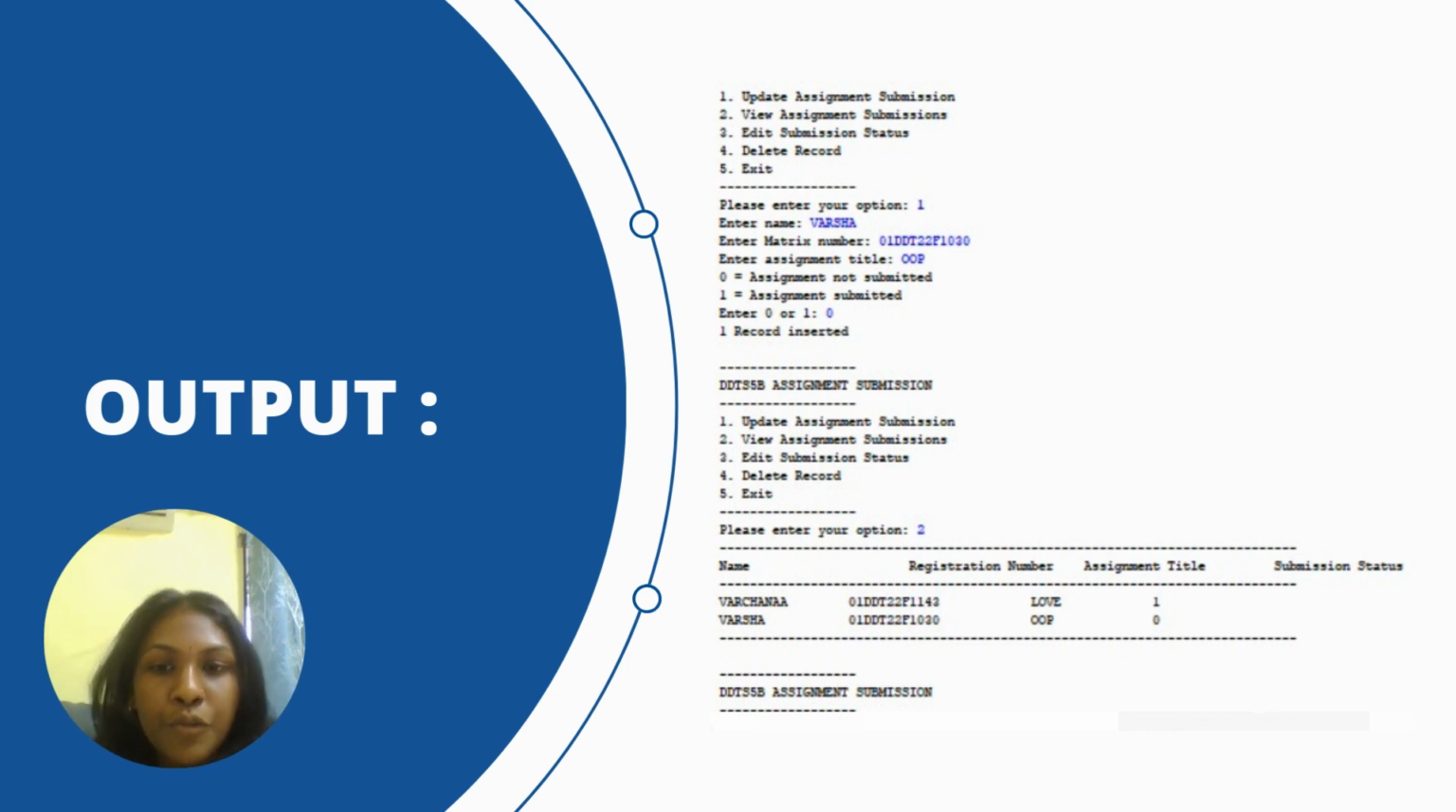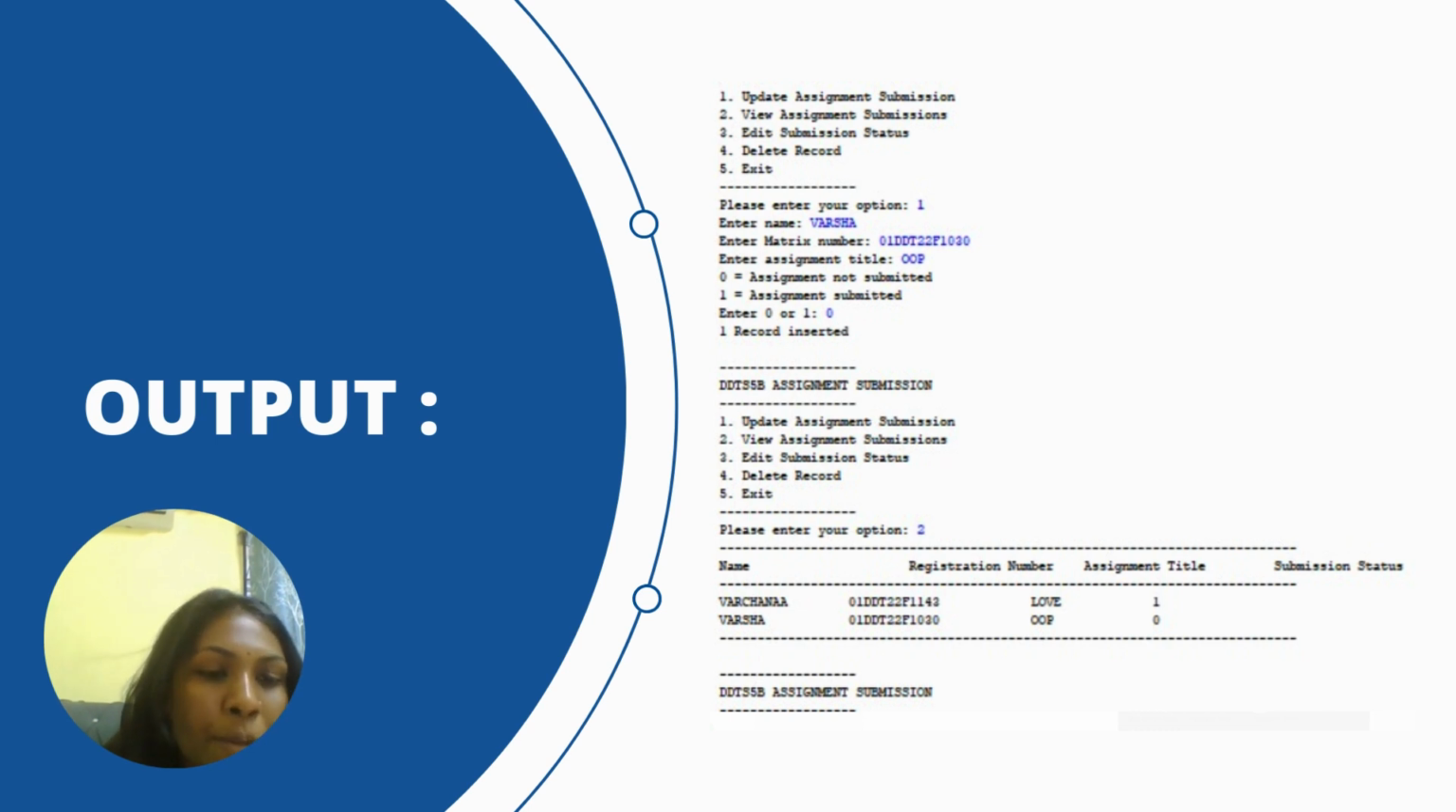After we view the input that I inserted, I want to update more assignment submissions. In this case, I put number one to update again. I put another name, which is Varsha, metric card number, title is OOP. It will ask whether 0 or 1. I put 0, so it shows one record inserted.